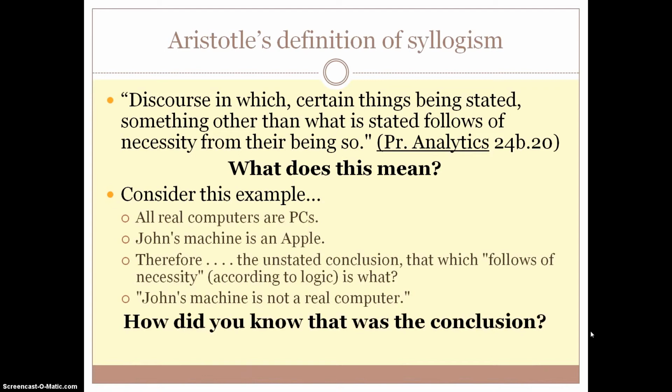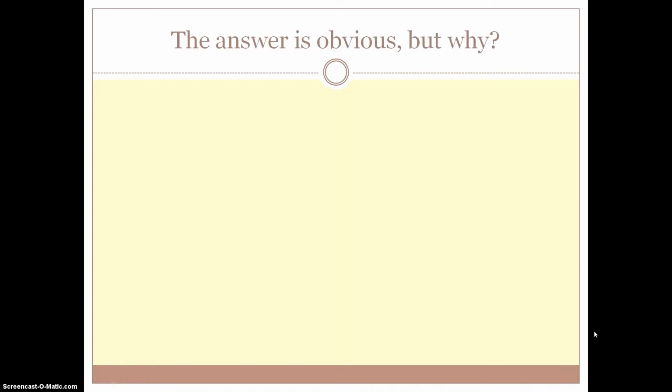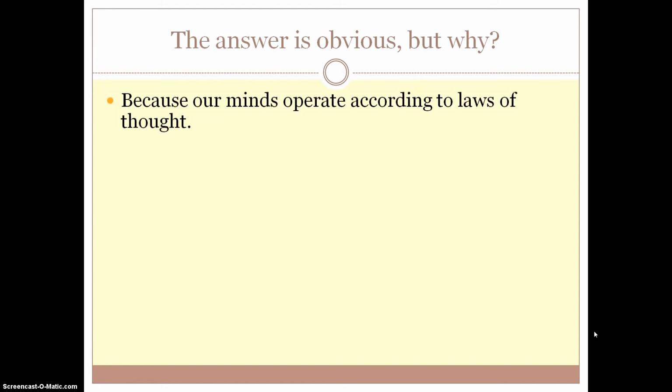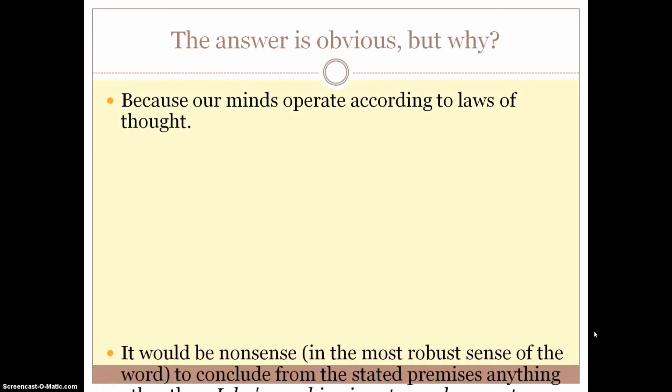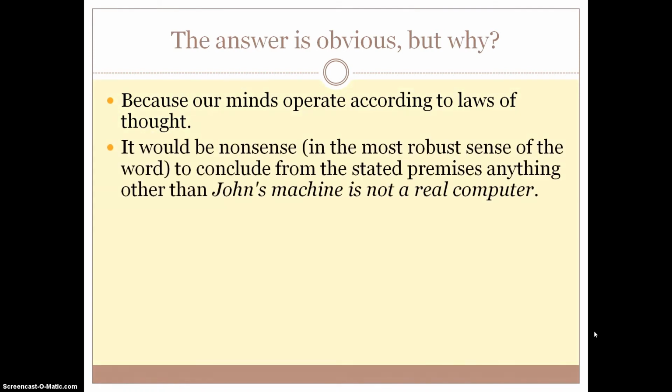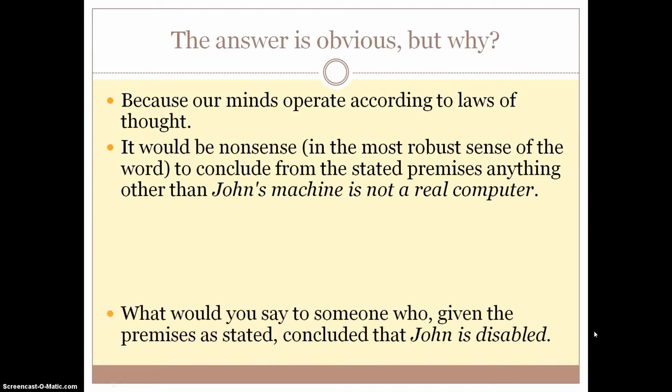How did you know that this was the conclusion? Well, the answer is obvious, but why? Because our minds operate according to laws of thought. And it would be nonsense, in the most robust sense of the word, to conclude from the stated premises anything other than John's machine is not a real computer.